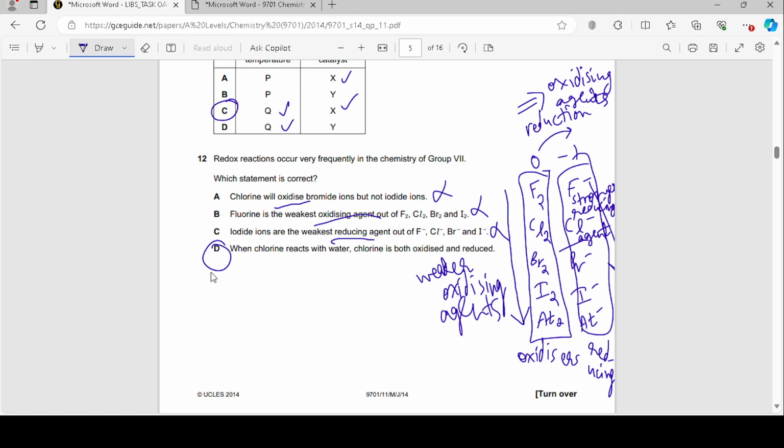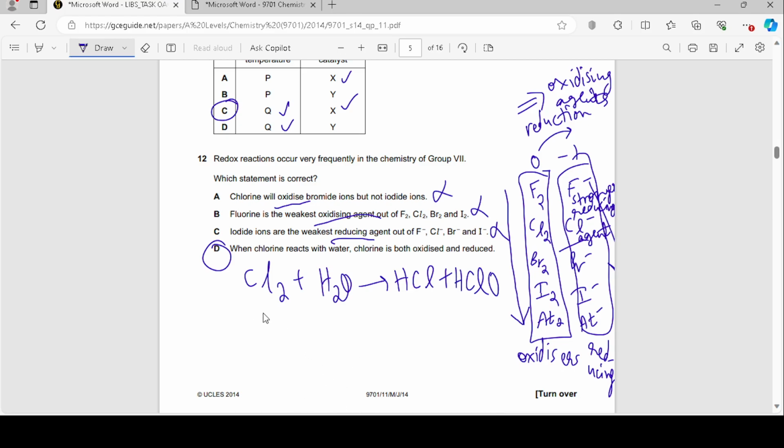When chlorine reacts with water, chlorine is both oxidized and reduced. I would say that's right, because chlorine in general seems to be a substance that is oxidized and reduced simultaneously. But let me just write an equation. Chlorine plus water, giving you HCl plus HClO, that makes sense to me.